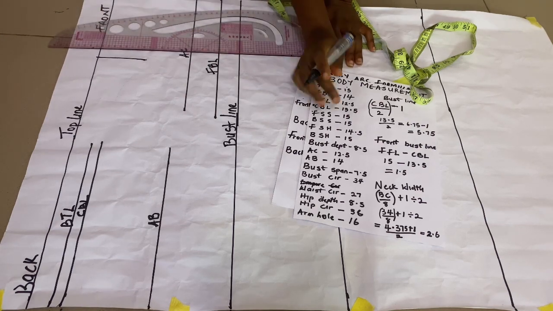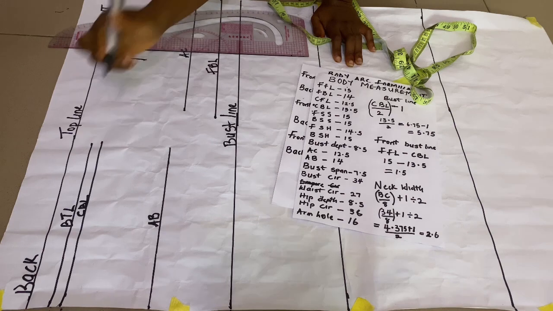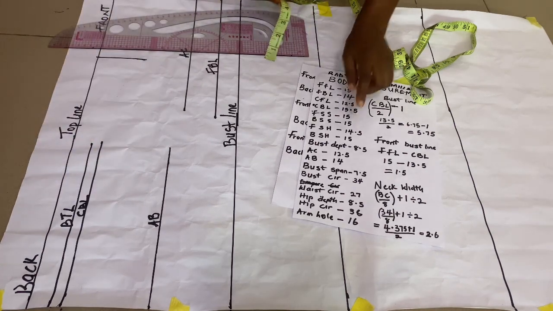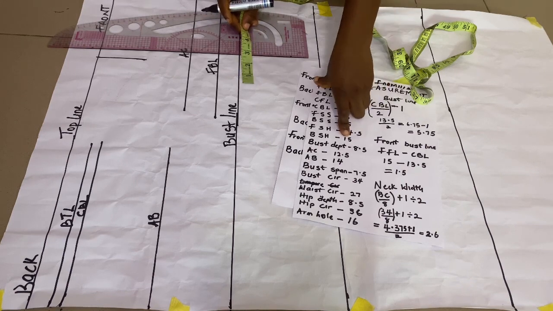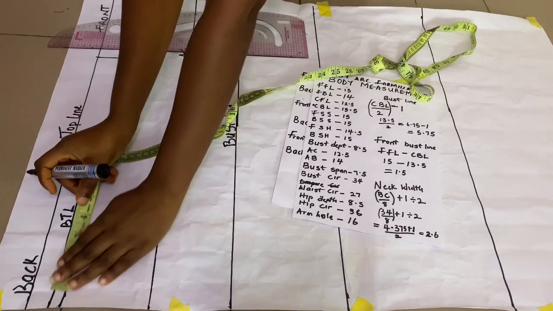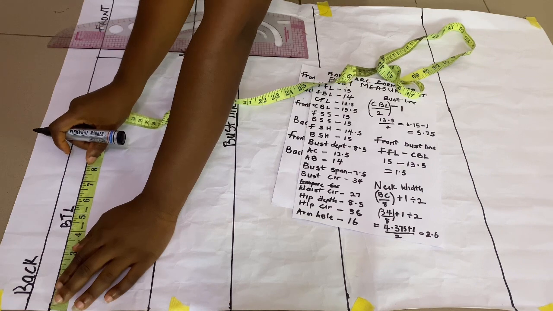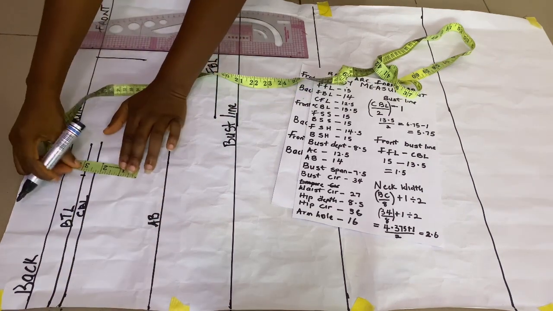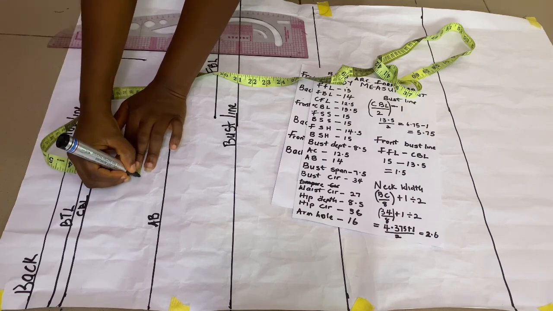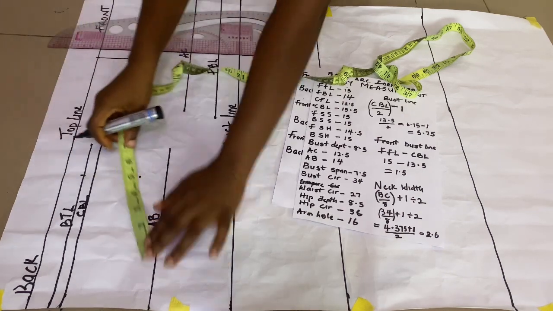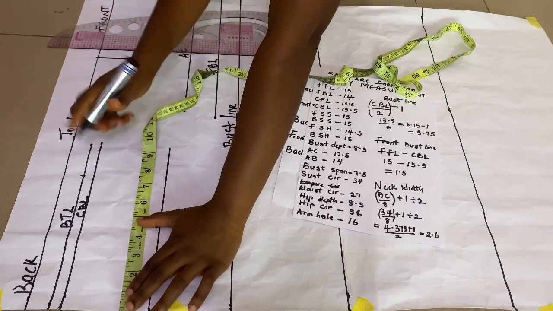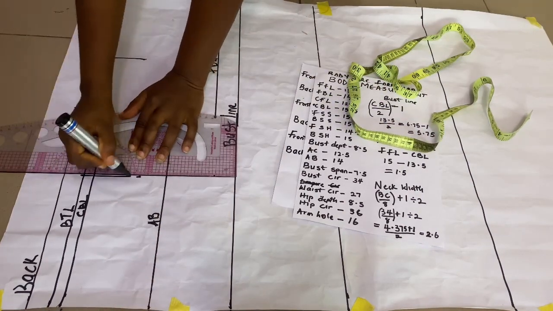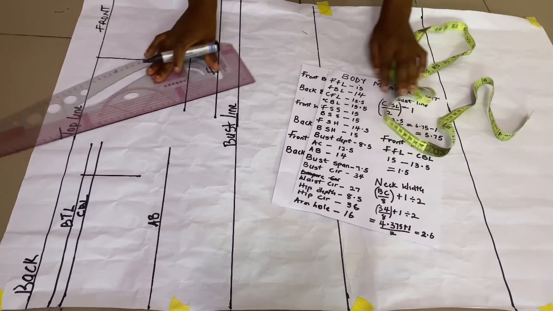So the back shoulder is 15. This is the back top line, and that is where I'll be marking the 15. So I'll divide 15 by 2, which is 7.5, and I'll mark it on the back top line, 7.5. I'll do the same thing. I'll come down by 3 inches to get a point, and I'll mark 7.5 on that point also to get a straight line. And that's the back shoulder measurement.